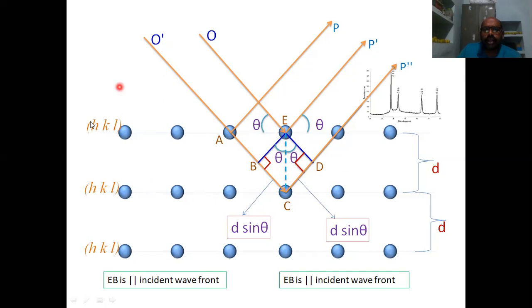So I am writing here. Totally this angle is 180, so I am writing 180 here. The total angle should be 180.